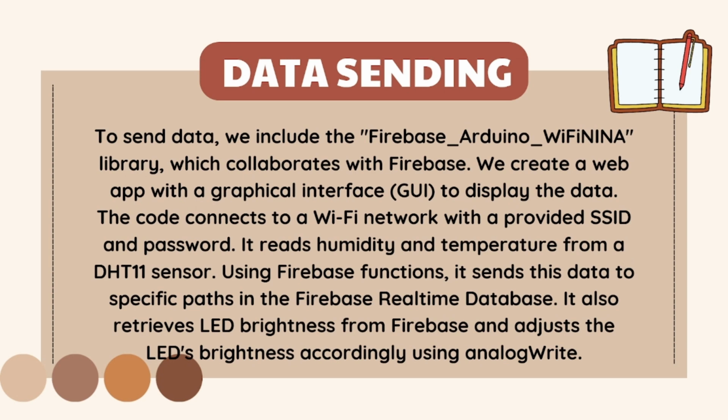This is how the data sending works. For sending the data, we used a library called Firebase Arduino WiFiNINA to send information to Firebase. We create a user-friendly web page to show the data. The code connects to Wi-Fi using a provided network name and password. It gets humidity and temperature data from the sensor. With Firebase, it sends this data to a specific spot in Firebase's storage. It also gets the brightness level for an LED from Firebase and changes the LED's brightness accordingly.